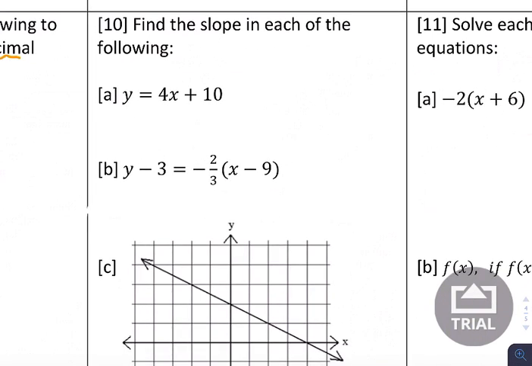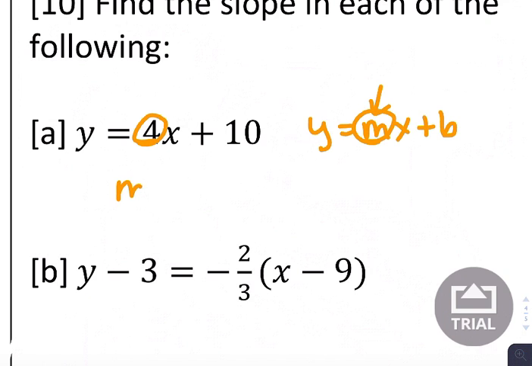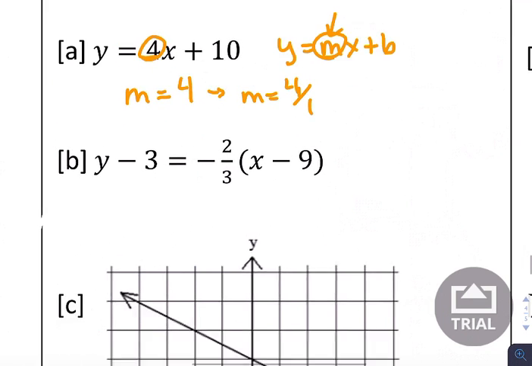Moving on to slopes. So this is really just recognition of form. So this first one is in y equals mx plus b form. In this form, the m letter, excuse me, is that slope, and so the 4 will be that slope. And so the slope in this case is just 4, or if you want to be Mr. Cool Guy, it'd actually be 4 over 1, because slopes probably always should be viewed as a ratio.